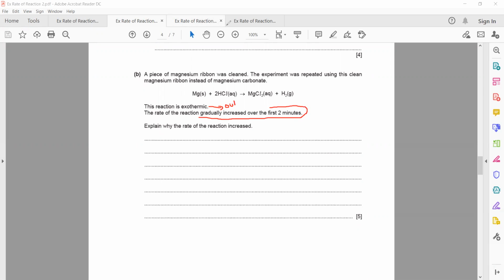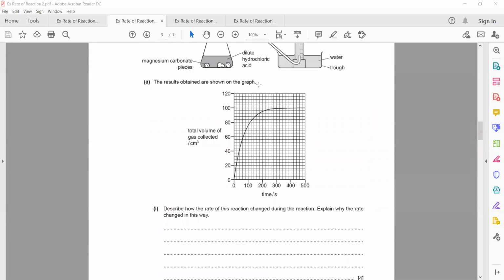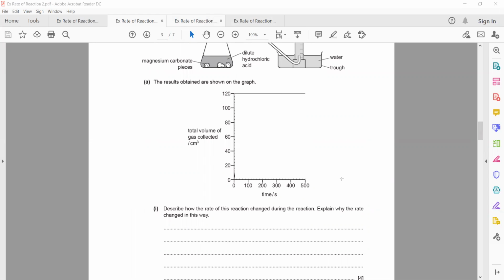Explain why the rate of a reaction increases. So what is the reason? What happened if we are using magnesium reacting with hydrochloric acid? So the graph is a bit different. When magnesium is reacting with hydrochloric acid, what we observe in the beginning is that it is slower, and then for the first 2 minutes it increases and then it decreases.